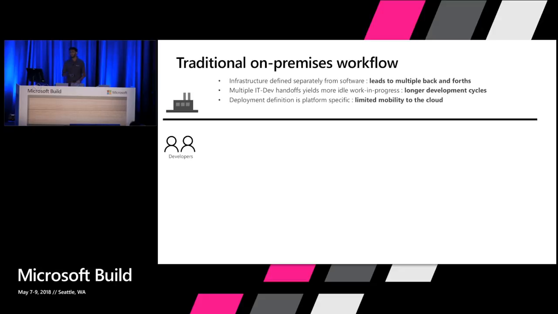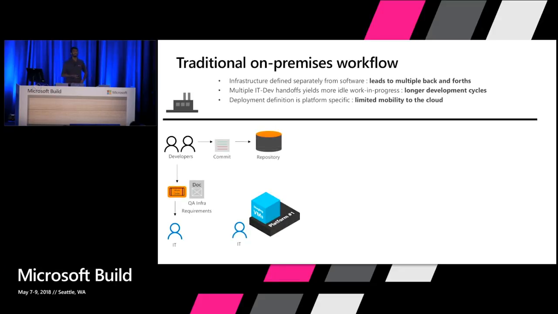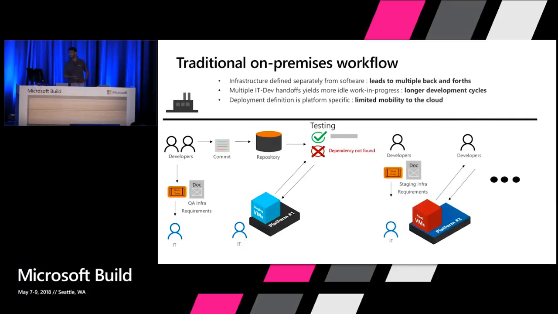Let's take a look at the traditional on-premises workflow. Developers tell IT exactly what they need for an infrastructure. IT builds it out. They rack and stack hardware. Again, this is on-premises, not in the cloud. Developers commit code to a repository. It's checked automatically or not. It's tested. Then it's deployed to staging, and then the IT and developers go back and forth until someone either quits or they have a semi-working product.